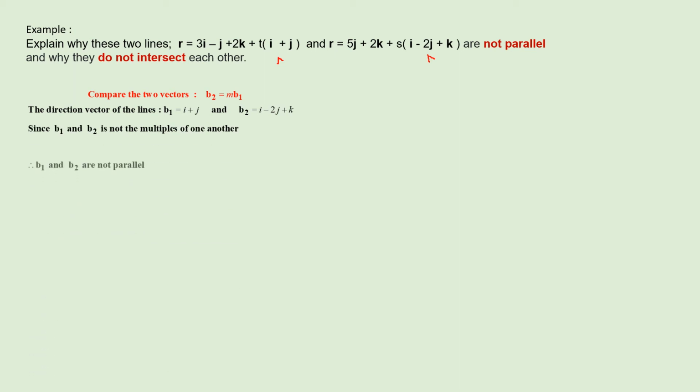So we can conclude that the two direction vectors are not parallel, so the lines are also not parallel. Of course, you can try to solve this equation, and you will notice that there is no solution for m, so it is not parallel.